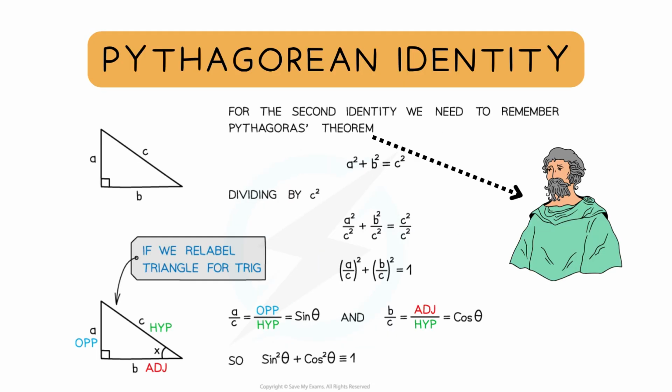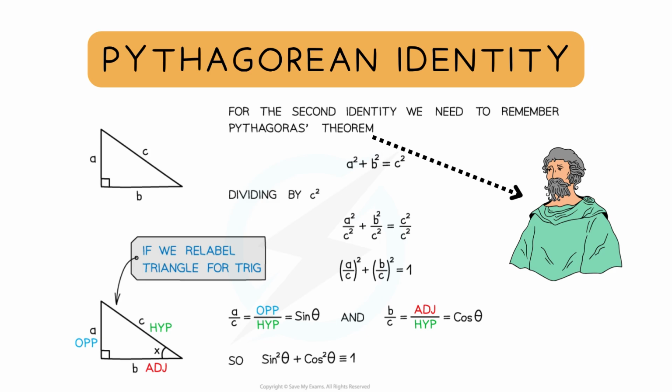Pythagorean identity. The Pythagorean identity is sin squared theta plus cos squared theta equals 1. This comes directly from the unit circle, where x is cosine and y is sine. The radius is 1. Using the Pythagorean theorem, we see that sine squared plus cos squared equals 1.